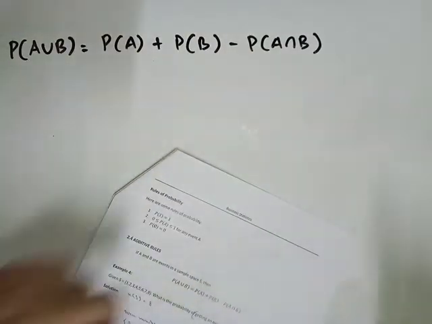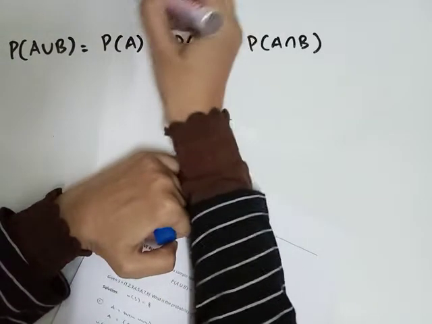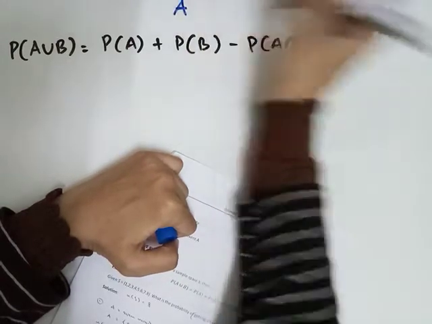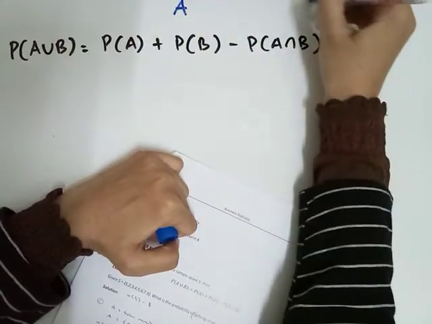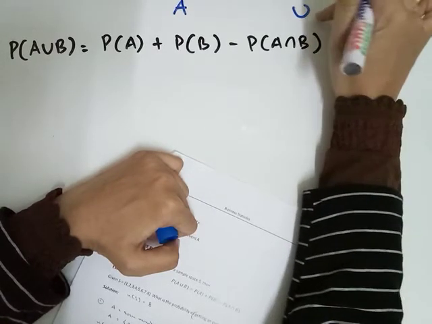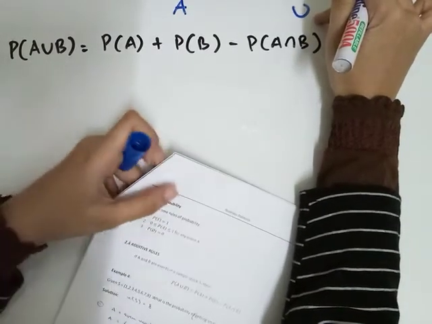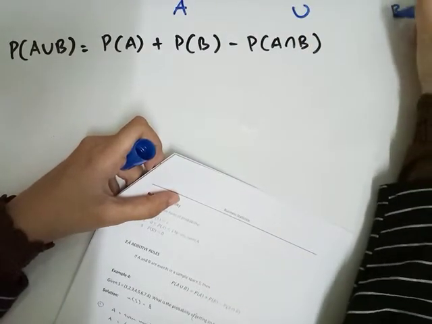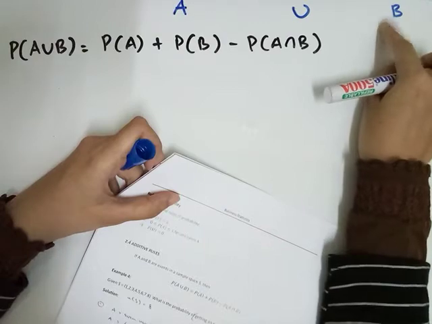That means ada 2 events. Getting an even number, kita letkan sebagai A. Or, bila or, that means union. So, we have to use the probability of A union B. And then this is event B. Dia ada 2 event yang soalan minta.